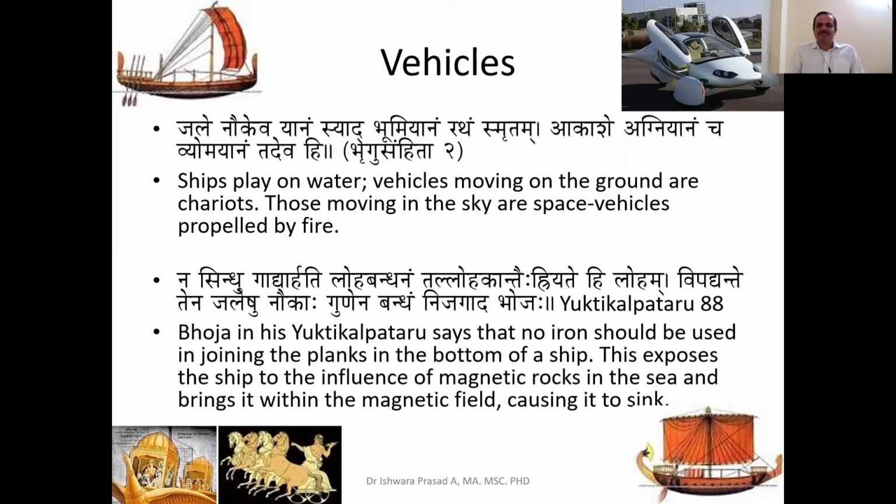It is explained in Yuktikalpataru, wherein he says iron should not be used in joining the planks in the bottom of a ship, because this exposes the ship to the influence of magnetic rocks. If iron is used and any magnetic rocks are there, it will be pulled toward the magnetic rocks in the sea and brought within the magnetic field, causing it to sink. The ship may sink. That's why iron should not be used. That's what Bhoja says in Yuktikalpataru.